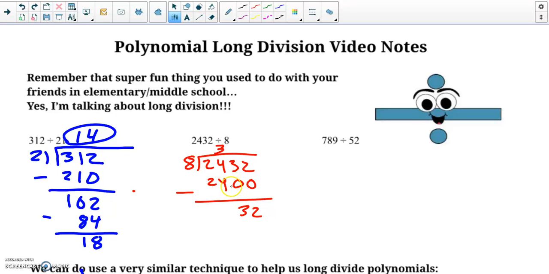Notice that here we kind of skipped a place. So we need to ask how many times does 8 go into 3? 0. Then we can ask the question, how many times does 8 go into 32? It goes in 4 times. 8 times 4 is 32. Subtract those, we get 0. There is no remainder. Our answer is just, it goes in 304 times.